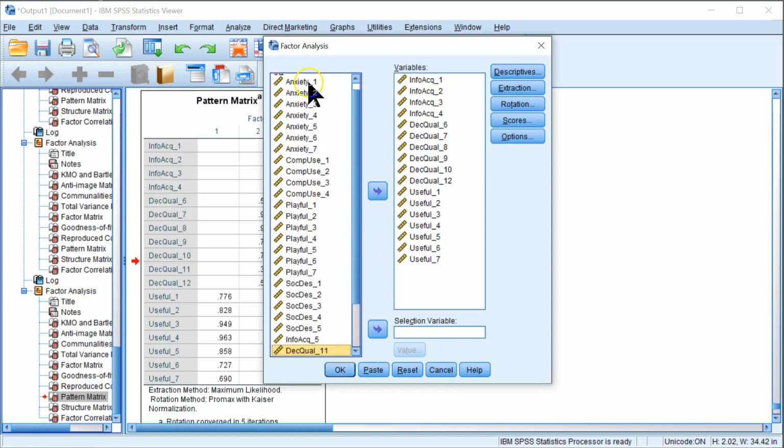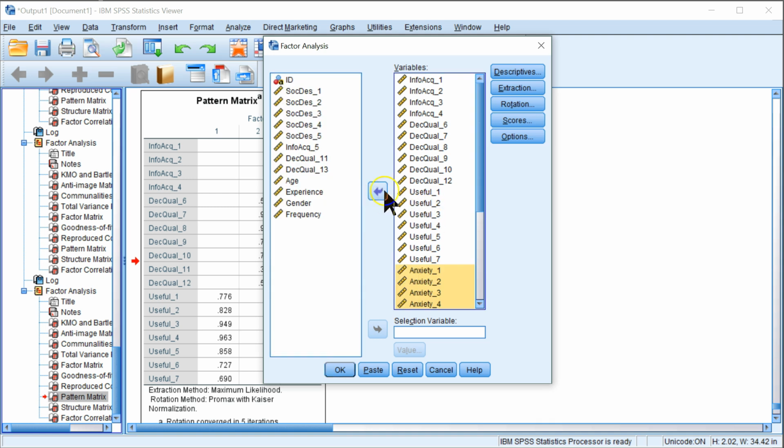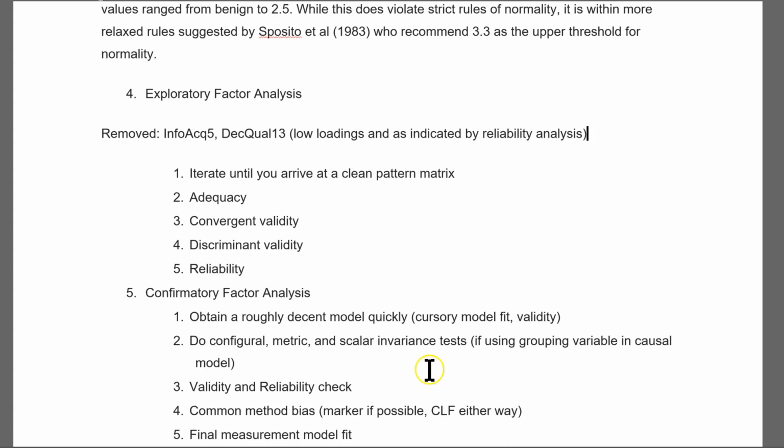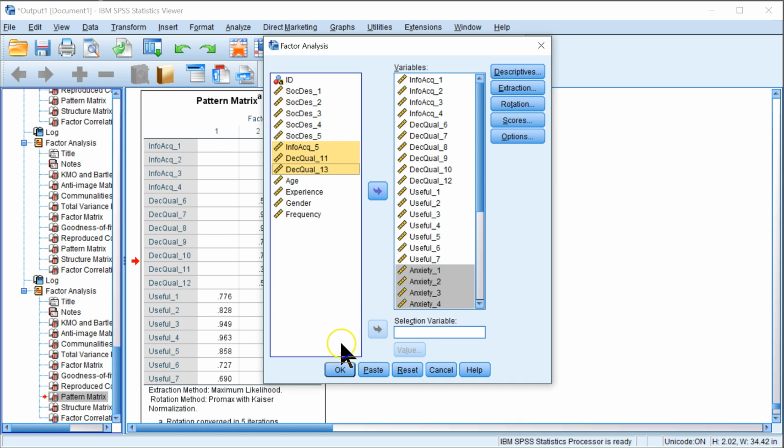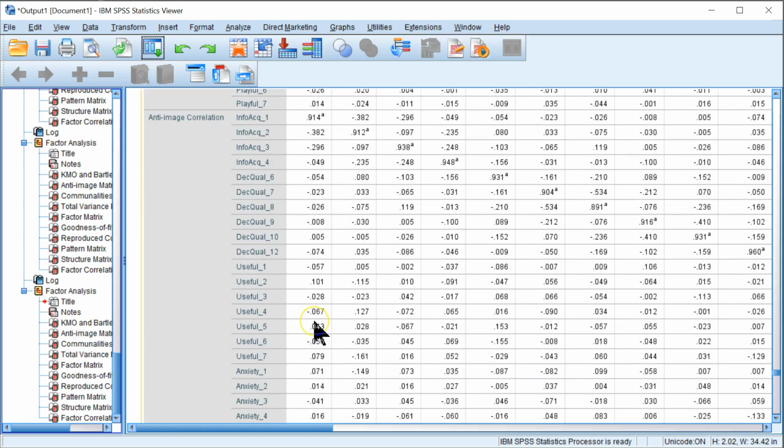And let's throw everything else back in. Anxiety, comp use, playful, all that stuff. Not social desirability, whoops. And we have still removed these three. Let me go report number 11 there. Decision quality 11 and 13, there we go. Okay, let's run this and hope it's good.